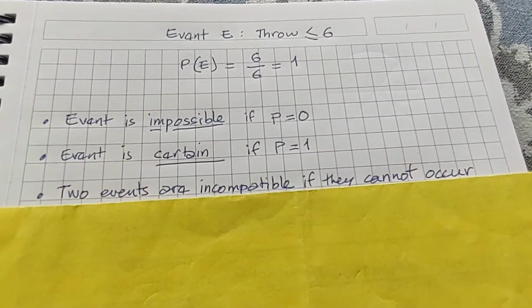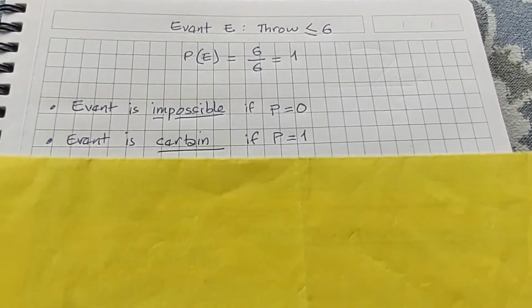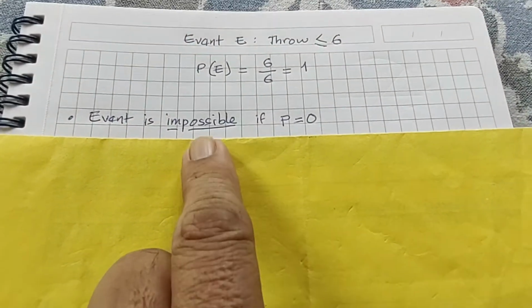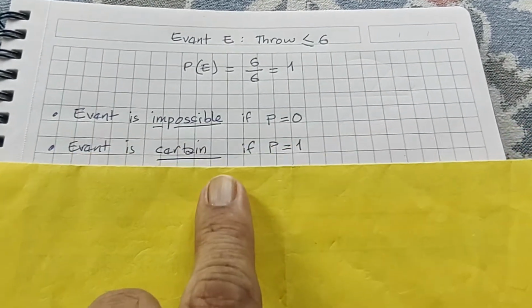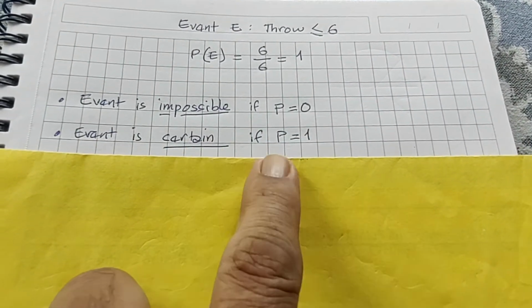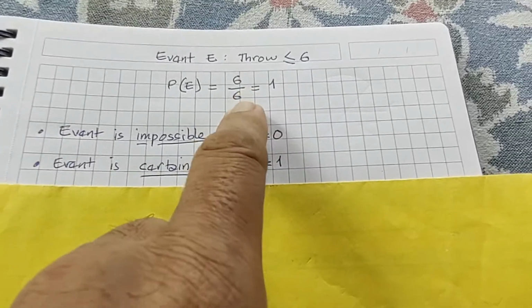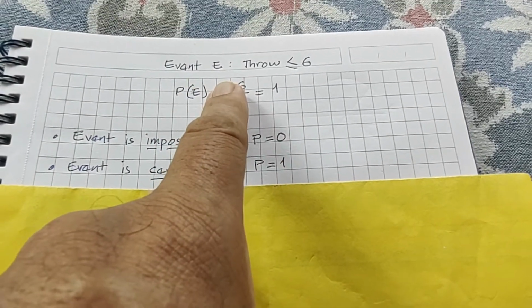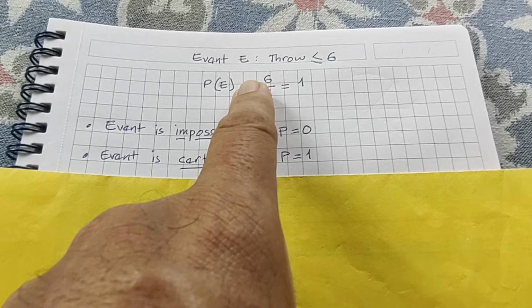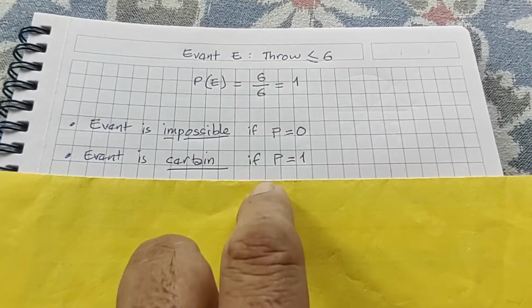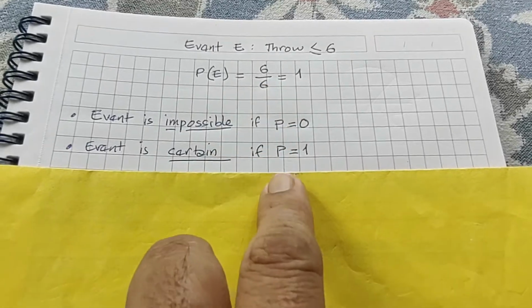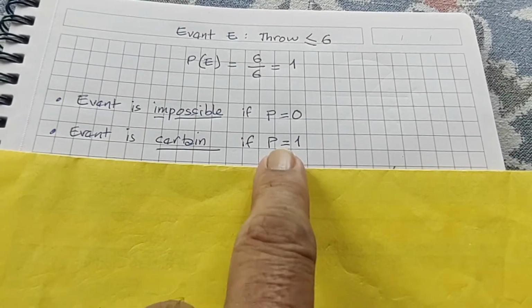Okay, so now we can come to certain descriptive terms. One: an event is called impossible if p is equal to 0. An event is called certain if p is equal to 1. So this event is certain. Un événement certain. Singular, masculine. Okay, an event is certain if p is equal to 1.